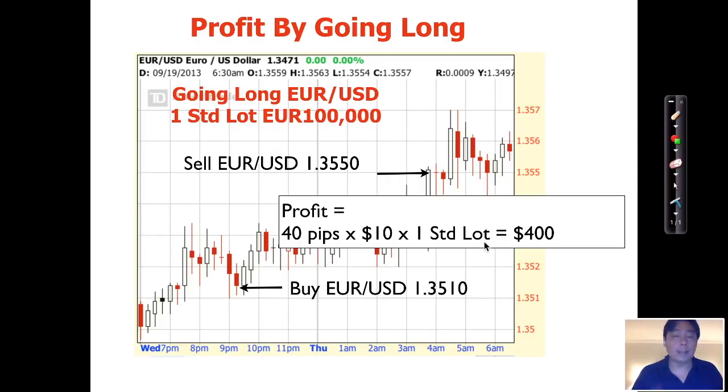And we bought one standard lot, so times 1. If you bought 2 lots, times 2. If you bought half a lot, times 0.5. Make sense? And we multiplied by the dollar value per pip. And the dollar value per pip for Euro USD, which you saw on the table, is $10, right? So 40 pips times $10 times one lot is $400, right? So in this case, you made $400. Okay, again, that is the dollar value per pip per standard lot.